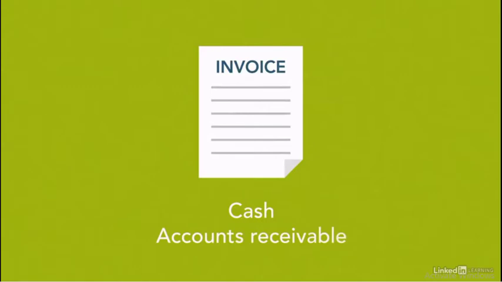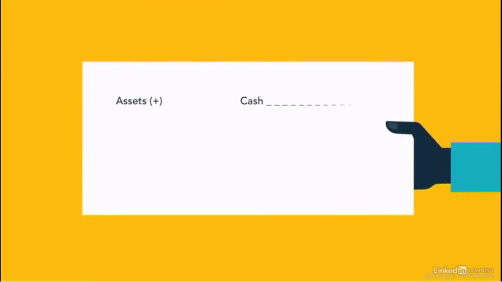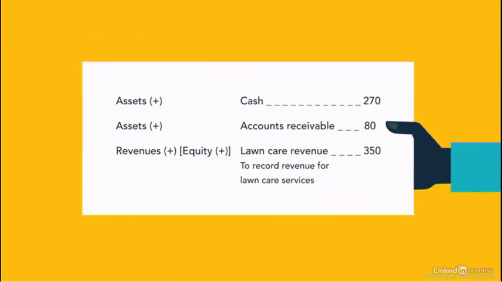Although most of your clients pay you immediately when you perform the service, some prefer to pay you just once a month. As a result, a portion of your revenues is received immediately in cash while the balance becomes a receivable. The journal entry to record your first week's revenue for lawn care services is as follows. A debit to cash, because cash is an asset and assets go up with debits, for $270. And then a debit to accounts receivable, again because accounts receivable is an asset and assets increase with debits, for $80. And then we have a credit to lawn care revenue for $350.